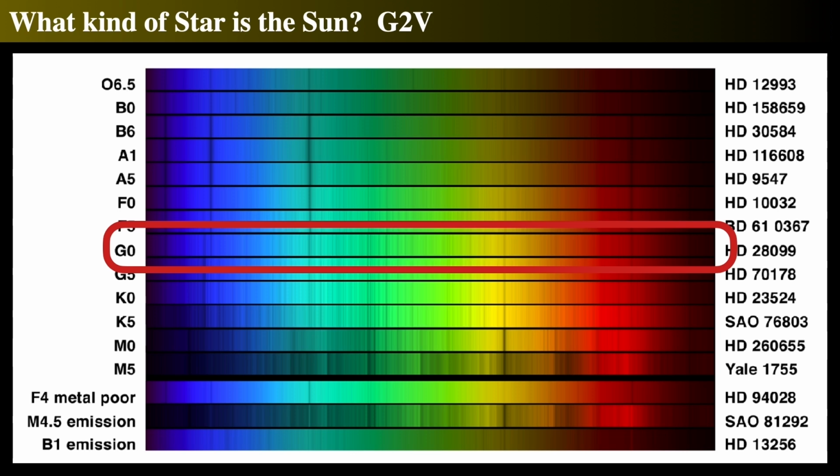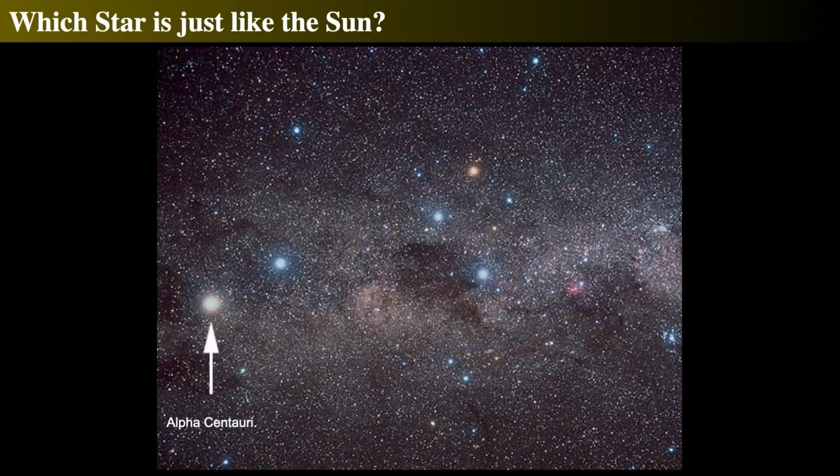All right. Next, what kind of star is the sun? If we take the light from the sun, pass it through a prism, and compare it to other stars, we find that the sun is what we call a G-type star, specifically a G2, which means it's a little bit cooler than a G0, and it is a main sequence star. If we compare the sun's spectrum to other nearby stars, we find that Alpha Centauri, about 4 light years away and one of the closest stars to us, has the same exact spectral signature as the sun, which is kind of cool.